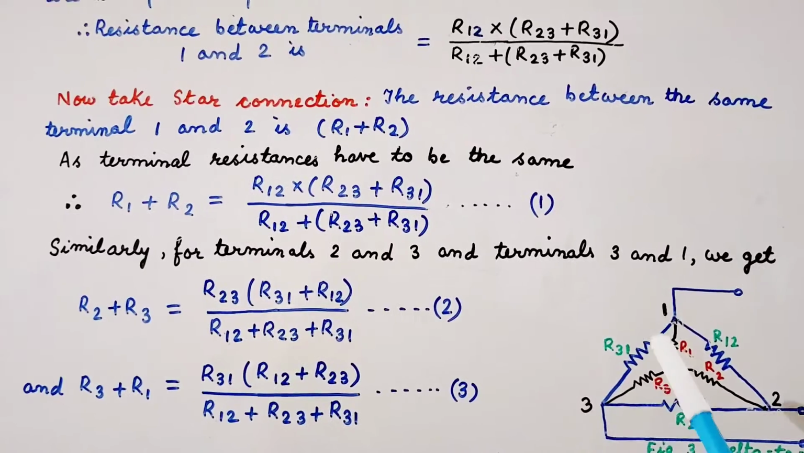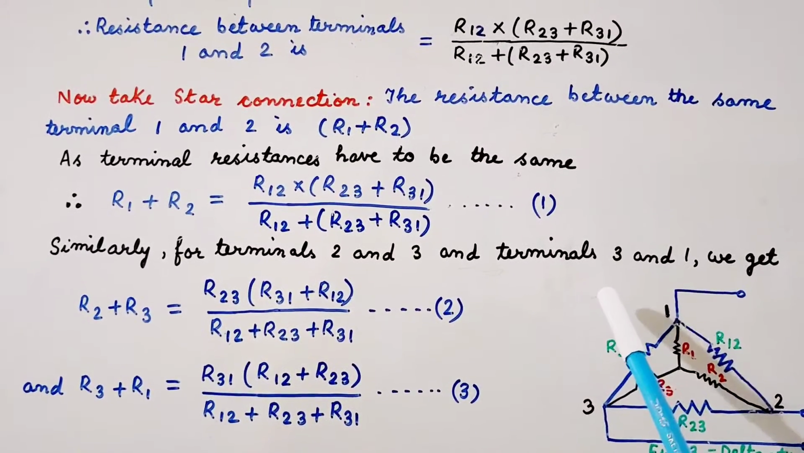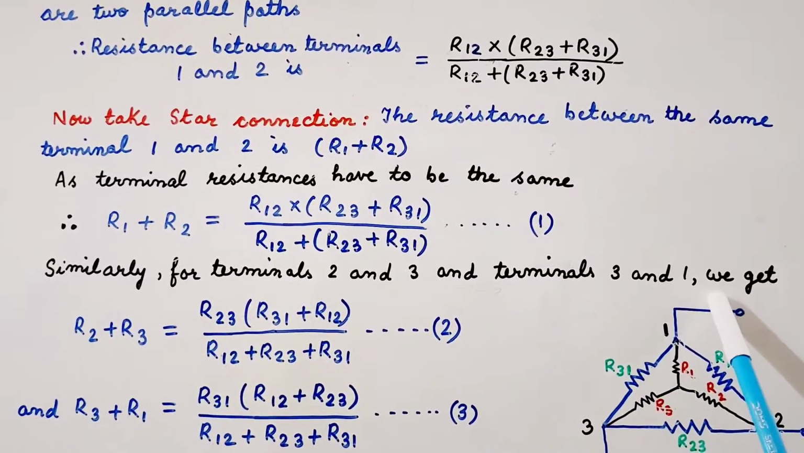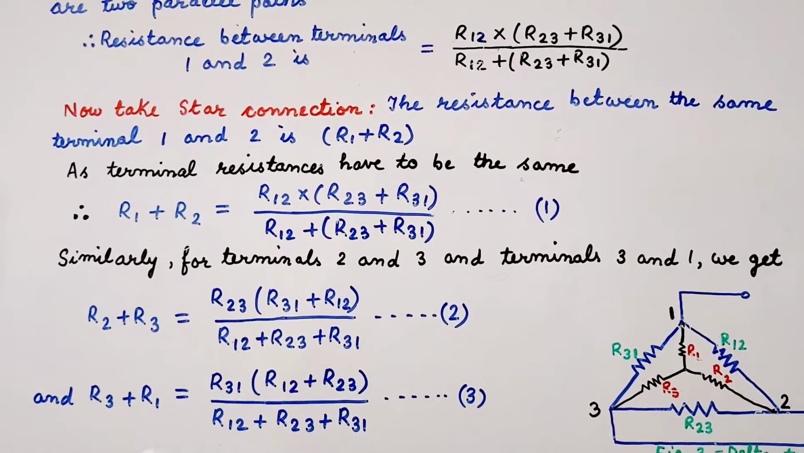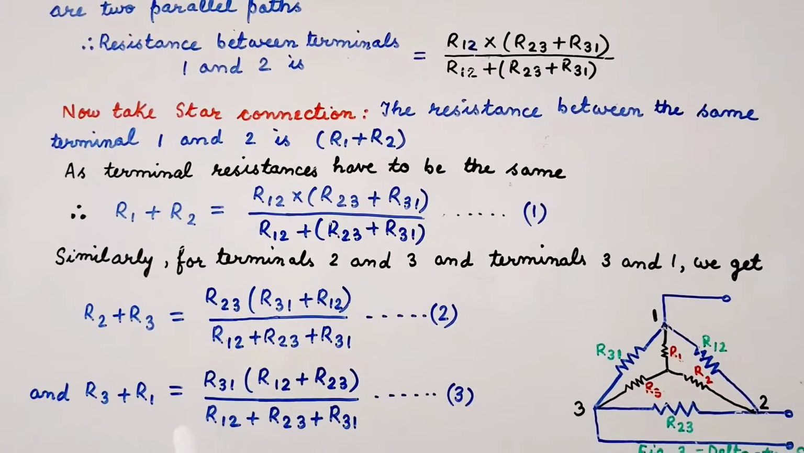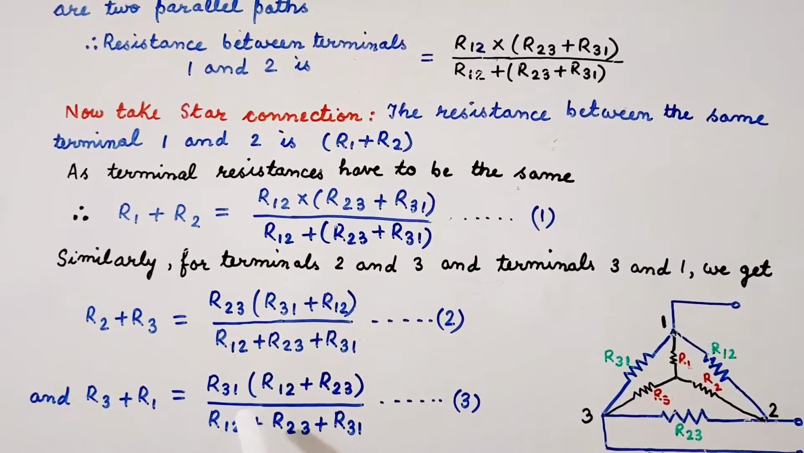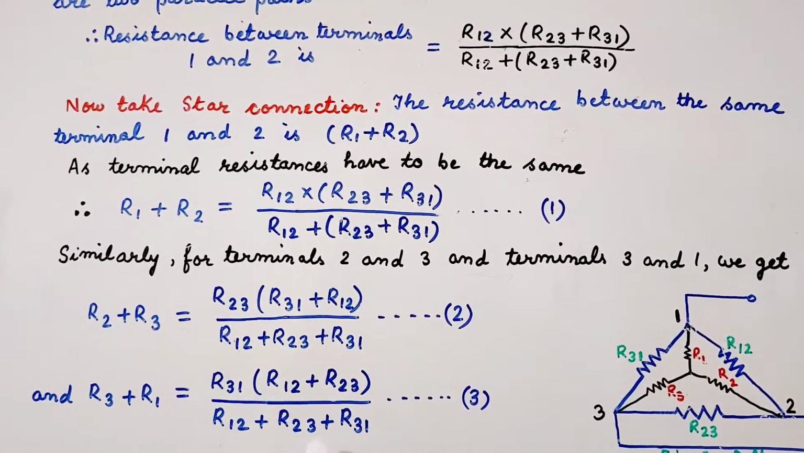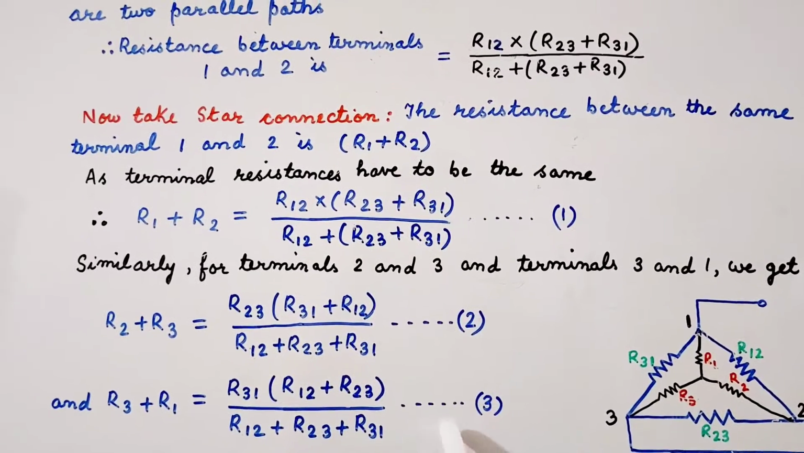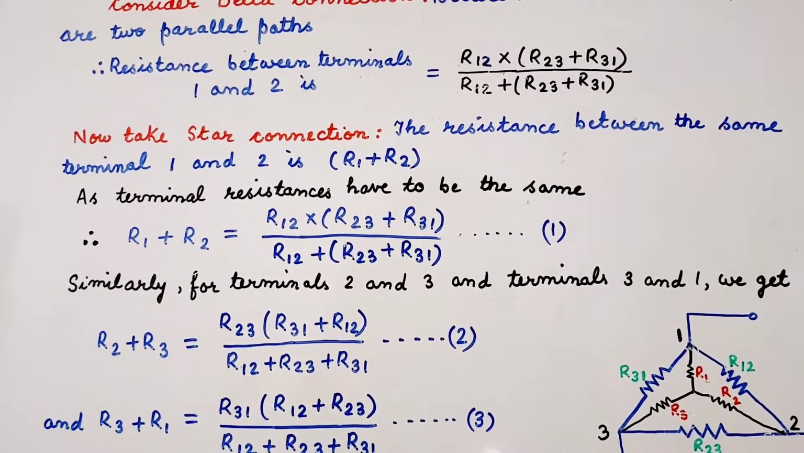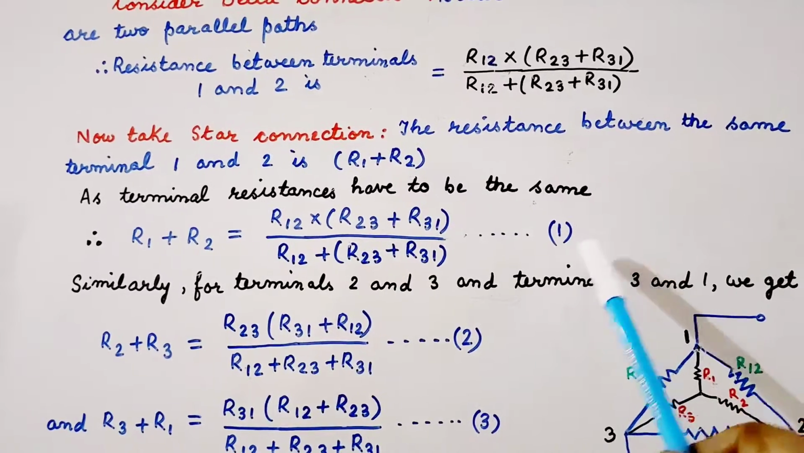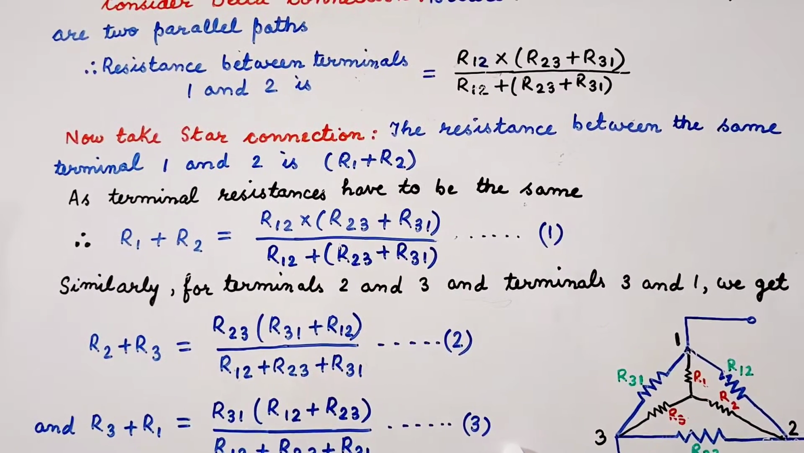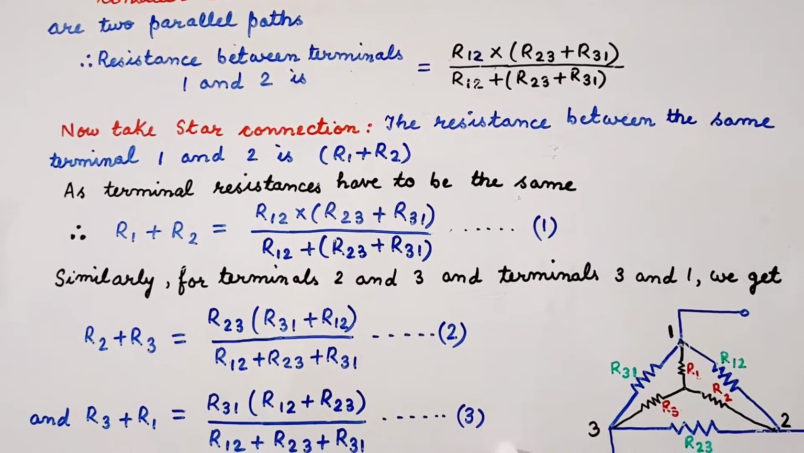Similarly, if we find the equivalent resistance between the terminals 3 and 1 in both the cases and equate them, then the result will be R3 plus R1 equals R31 into R12 plus R23 divided by R12 plus R23 plus R31. Let us call this equation number 3. So we have 3 equations: equation number 1, 2 and 3.